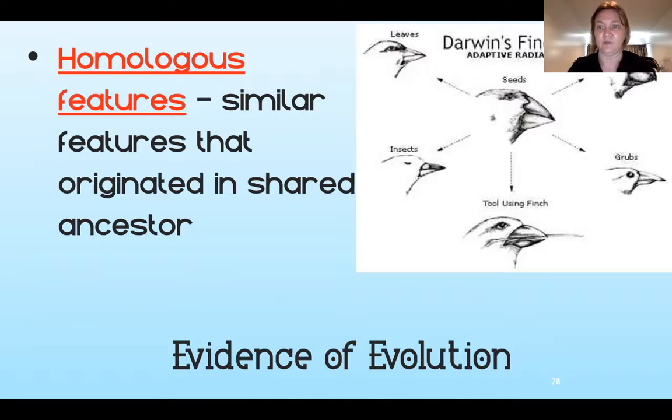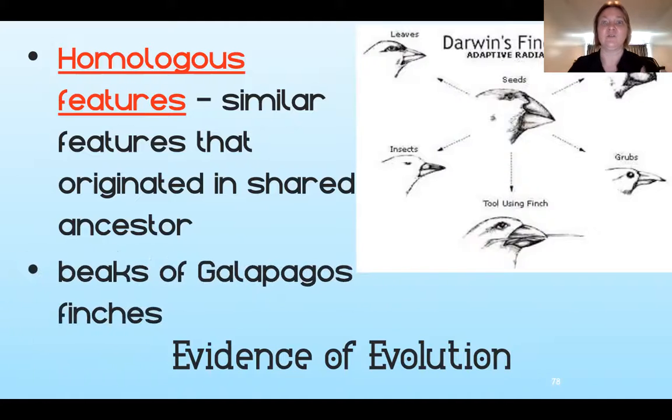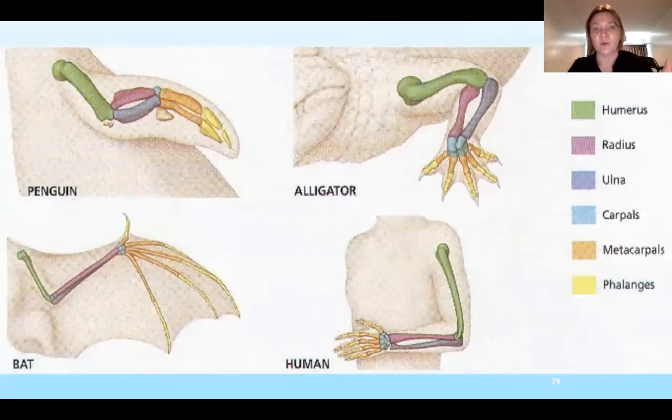An example of that would be the finch's beaks. They share a common origin in an ancestral species, but they might have been modified over time through adaptation to look different now. So the beaks of the Galapagos finches are an example of homologous features. Also, going back to this diagram, the bone structures are also homologous features. They indicate, like I said, a common ancestor, but have evolved over time to look physically different, but still have a similar structure.